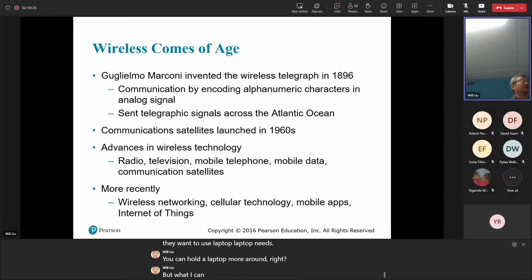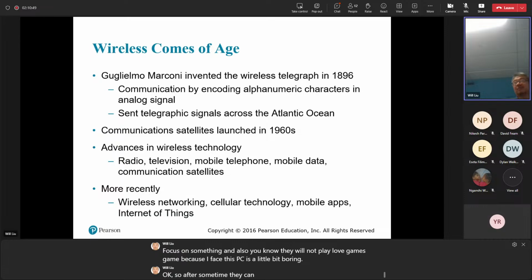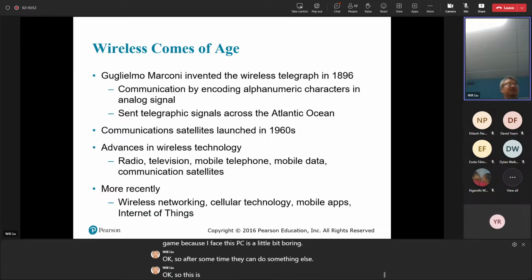But what I suggest is, if you have kids in the future, it's good to have this sort of fixed PC, because it makes someone patient and able to focus on something. Also, they will not play a lot of games, because facing a PC is a little bit boring, so after some time they can do something else. So this is good, rather than taking a mobile, where things move around.